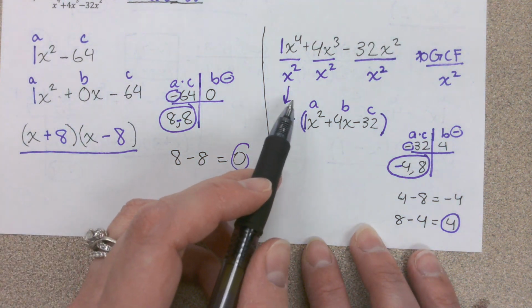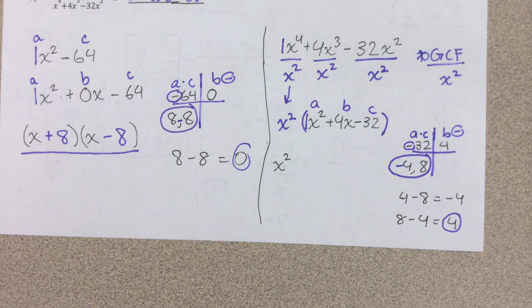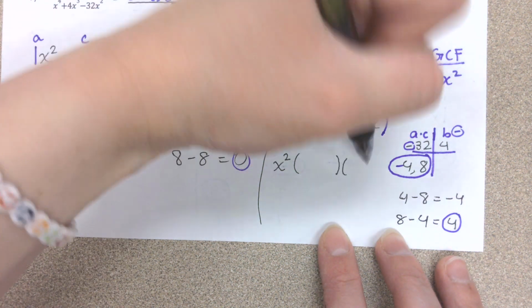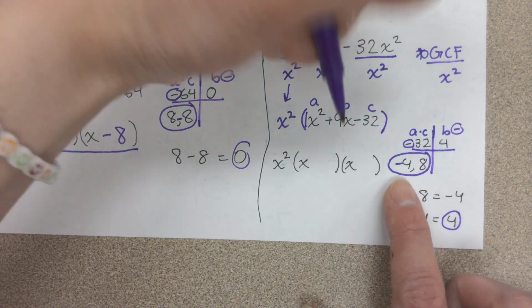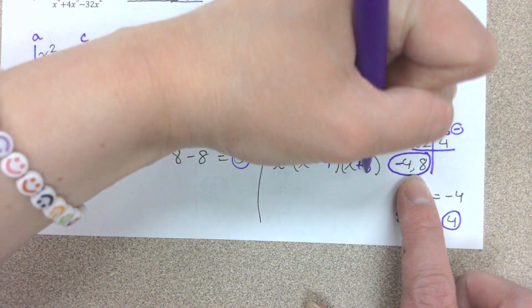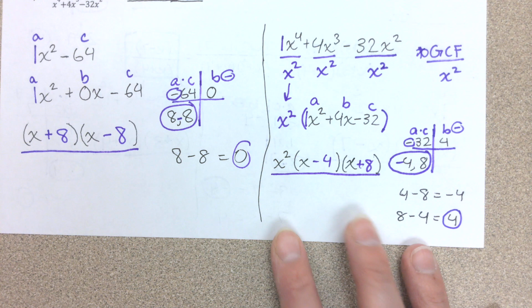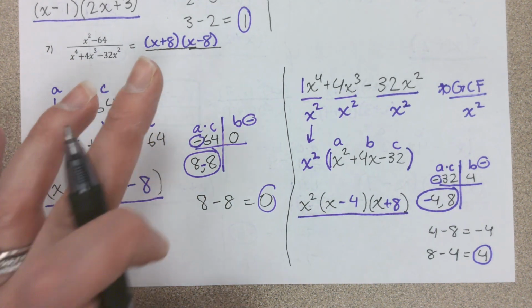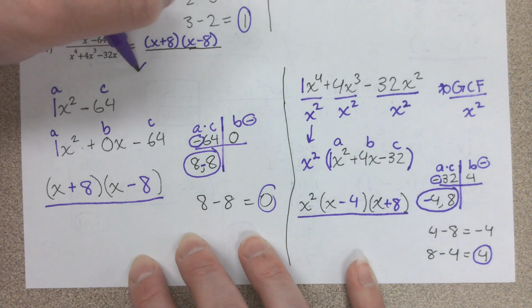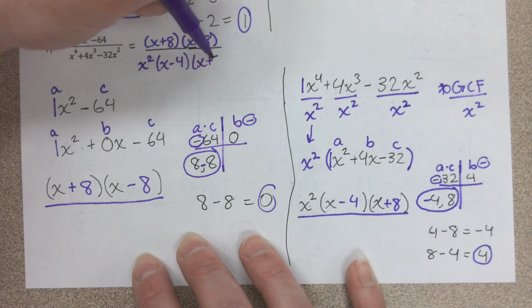Setting up my answer here, this x squared is still in my answer. So I'm going to bring it down. It's just going to hang out in the answer space. It's not going to bother anyone. And then setting up my factors, we have our x's in the front. Then we have minus 4 plus 8. So that whole thing is going to go on the bottom of my fraction in the original problem. X squared times x minus 4 times x plus 8.